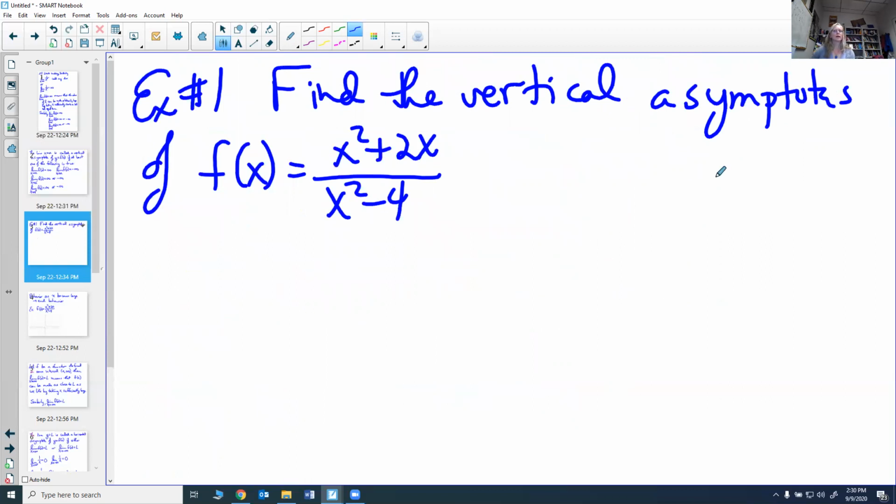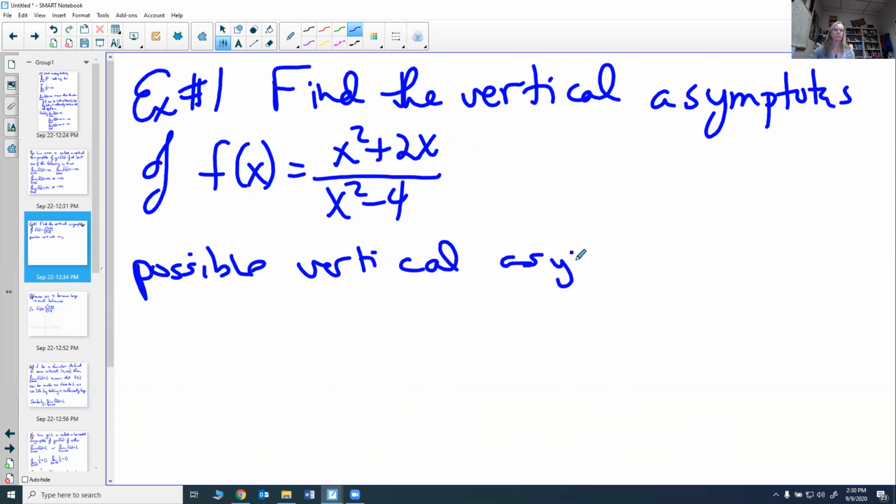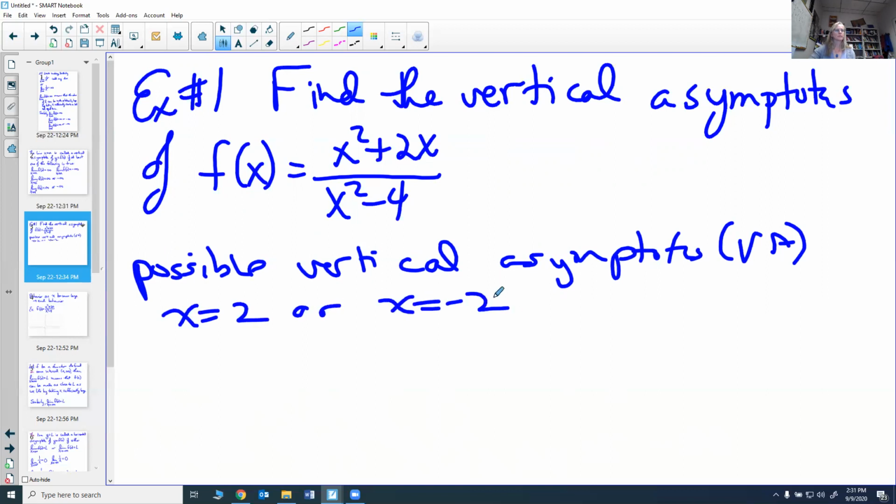So let's find the vertical asymptotes of this function and see if we can come up with the answer. In your previous math classes, you were told to just find out whether the denominator equals 0, and then those are your vertical asymptotes, but they're not always your vertical asymptotes. They're possible vertical asymptotes. I get tired of writing vertical asymptotes, so you'll see me write VA for vertical asymptotes. The possible VAs are x equals 2 or x equals negative 2.